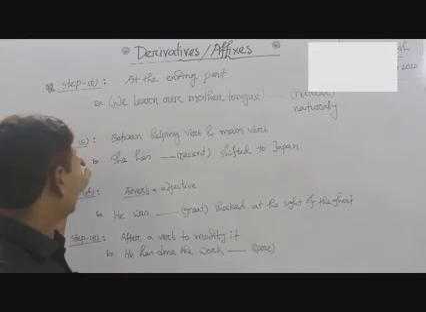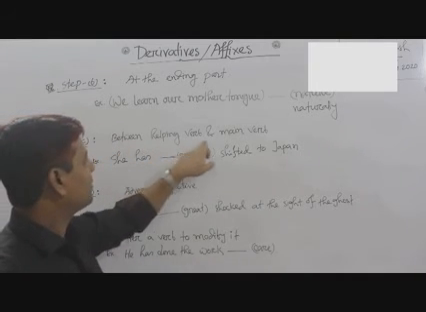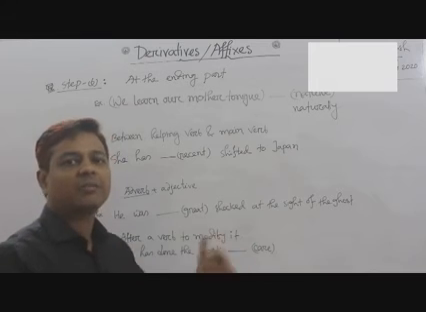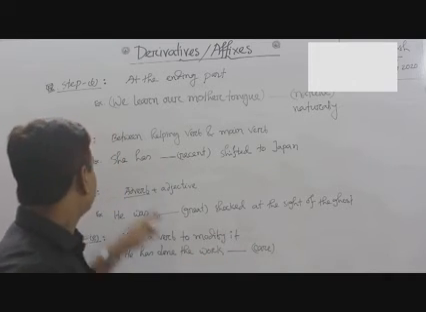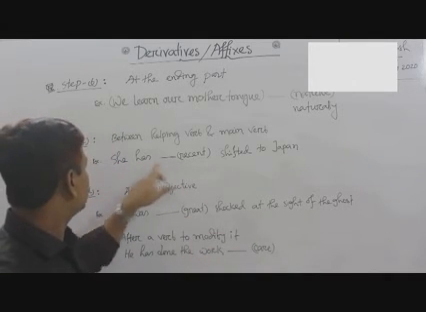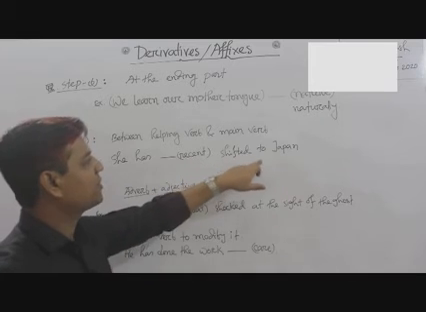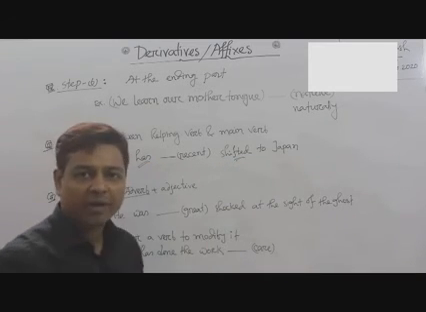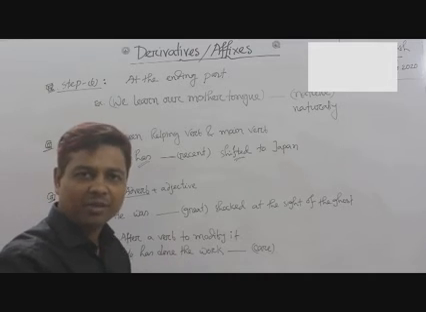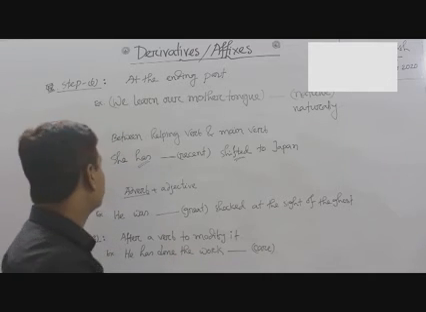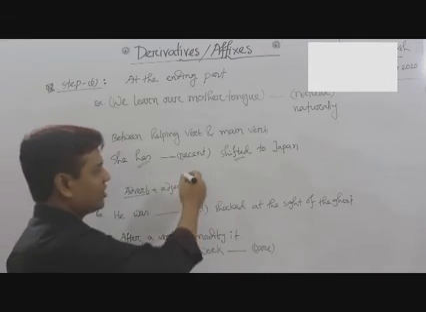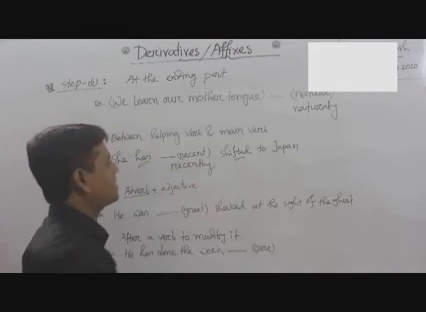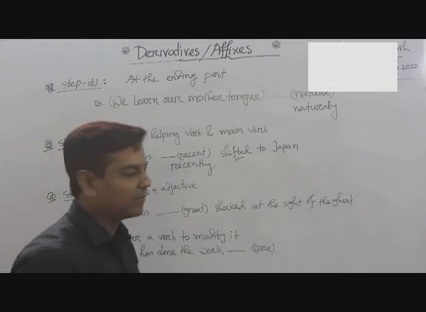In the third stage, between helping and main verbs. Adverbs can be used between helping and main verbs. Here is an example. She has recently shifted to Japan. Here has is the helping verb and shifted is the main verb. In between the helping and main verb we can use an adverb. She has recent, the adverb form of recent is recently. She has recently shifted to Japan.